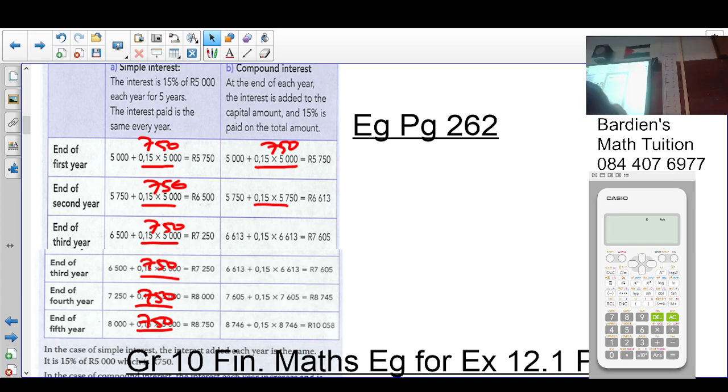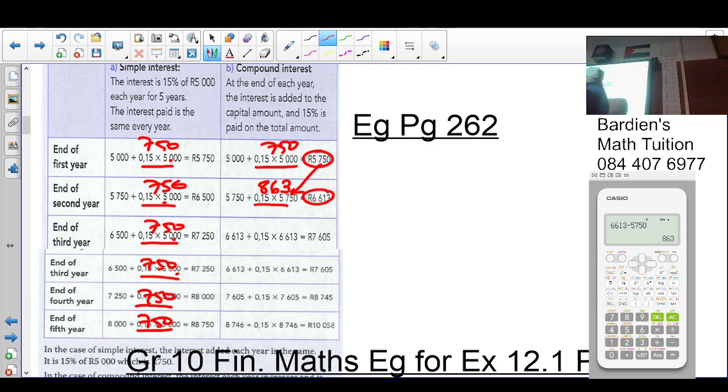In the second year, it's going to be 6613 minus 5750, which is 863 Rand. You see that? 863. Why is that more? Because we are not using the total principal amount any longer. We are using the principal or the final amount at the end of the first year.